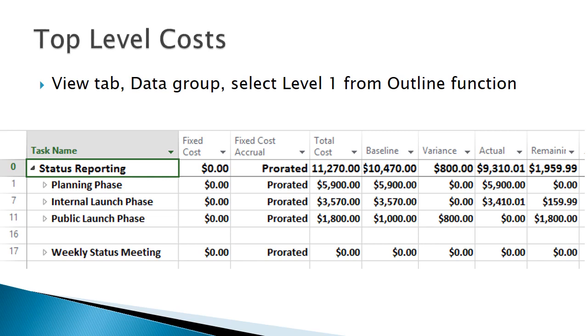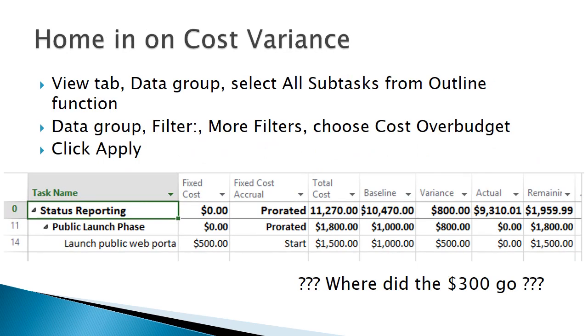Looking at the top-level costs, the costs rolled up by summary task, you could get an idea of which parts of the project are completed and which are over budget. In this case, the public launch phase is the most notable with $800 in variance. You may recall that this was caused by the server setup fee of $500 and bound galley proofs $300 that had not been included in the original plan.